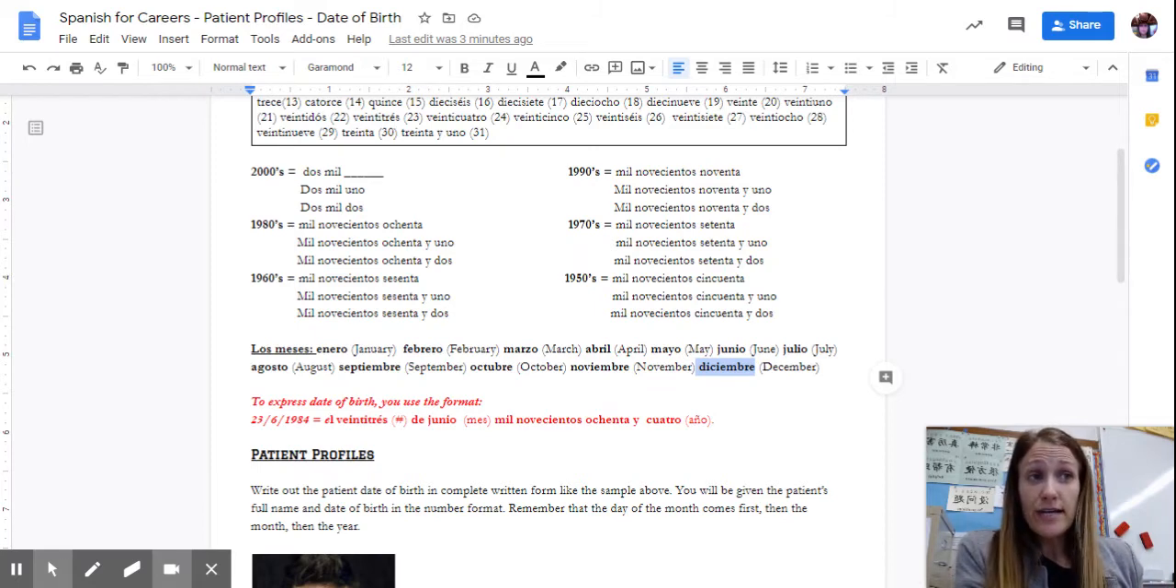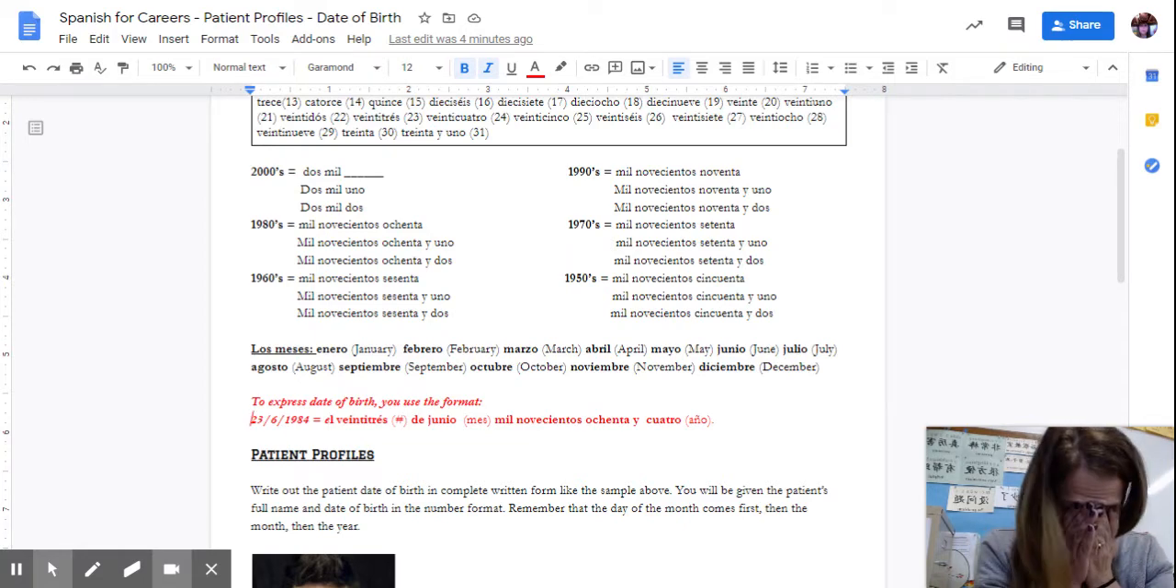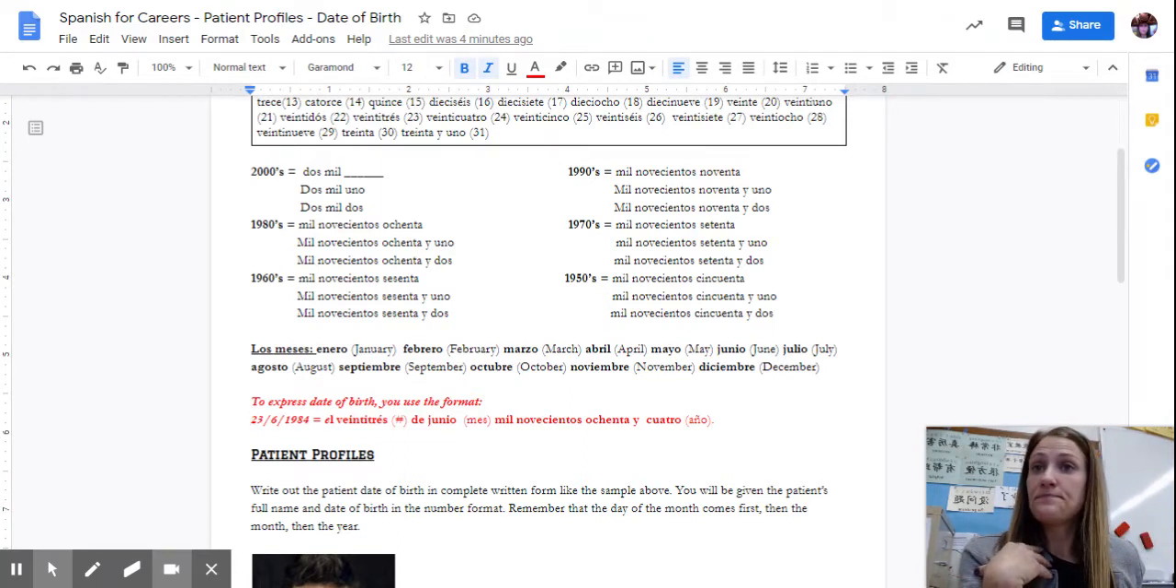so when you are writing out somebody's date of birth, the United States is the only country who puts the month first and then the day and then the year. Every other country starts with the day of their birthday and then the month and then the year. Okay, so let's take a look at this in the format here.